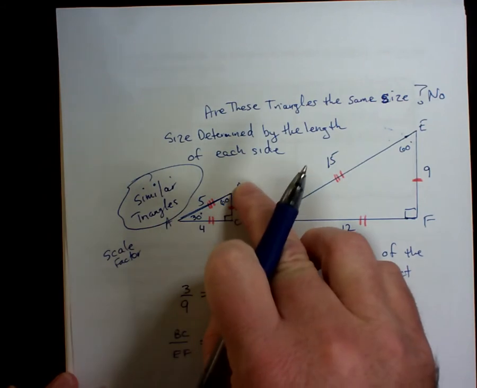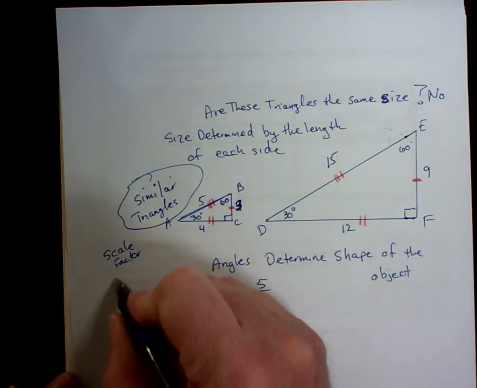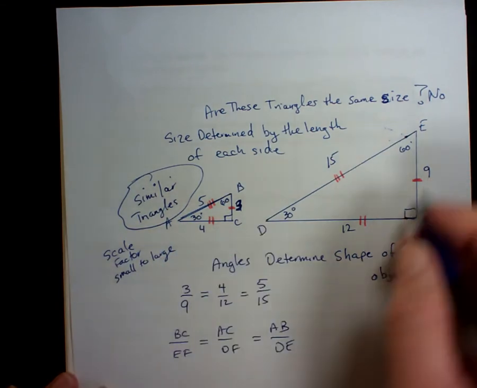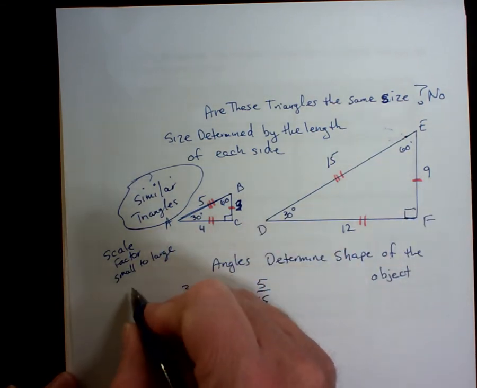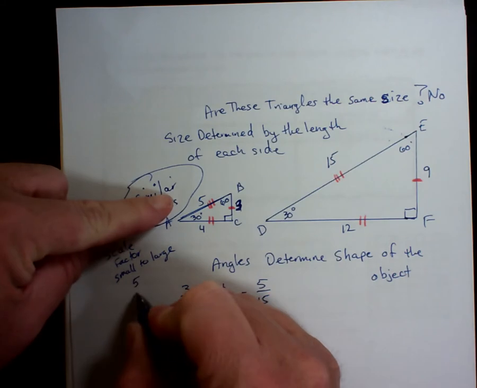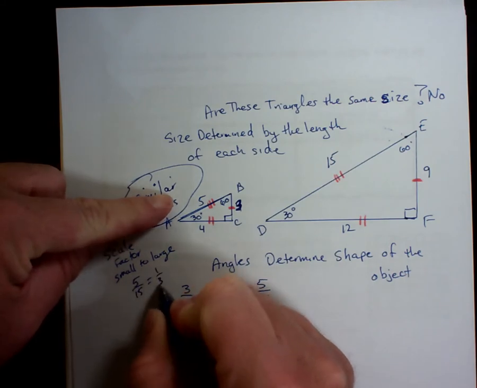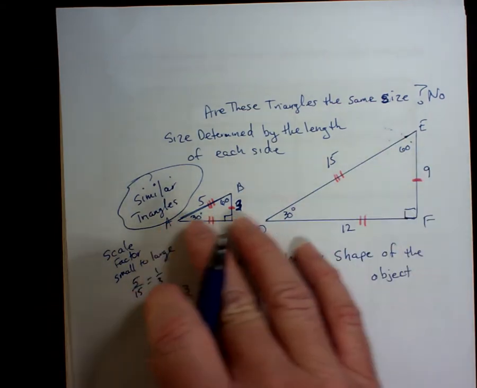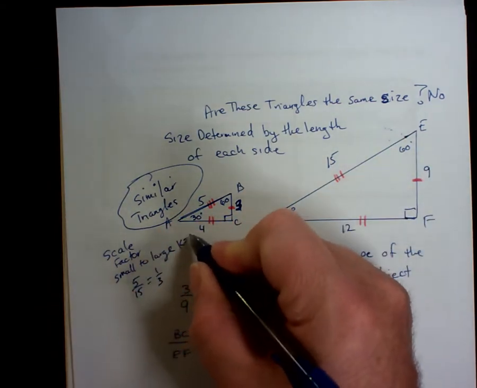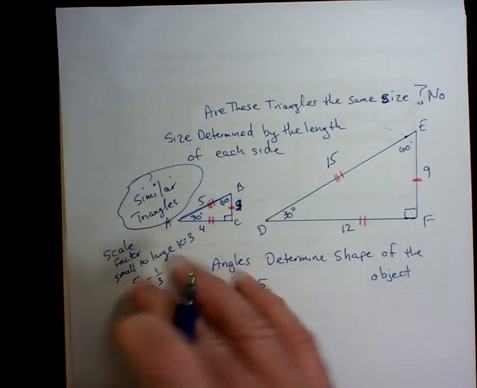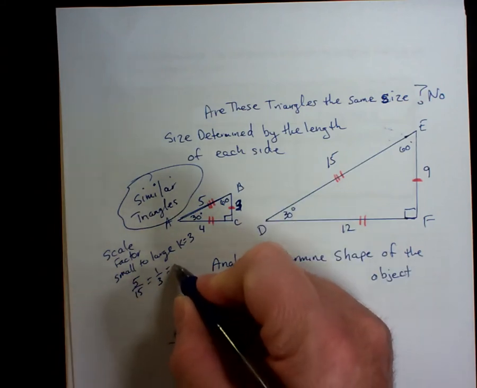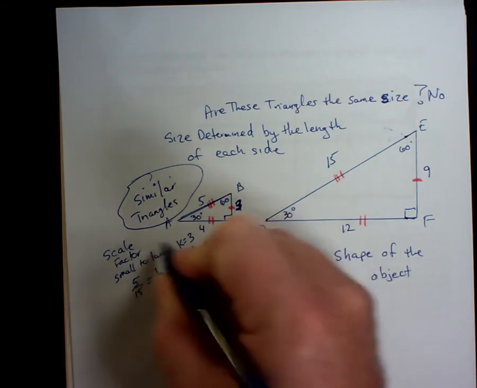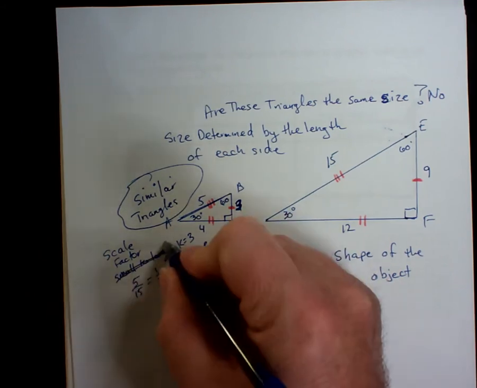So if you go from the small triangle to the large triangle, small to large, we get a scale factor of 5 to 15, or 1 over 3. Or I should say, you're blowing up, so this would be k equals 3. If you're shrinking it, then k equals 1/3. This is to reduce, and this is if you're enlarging.